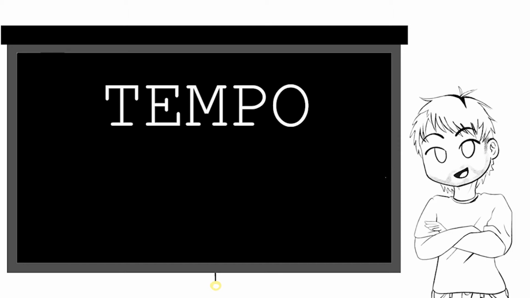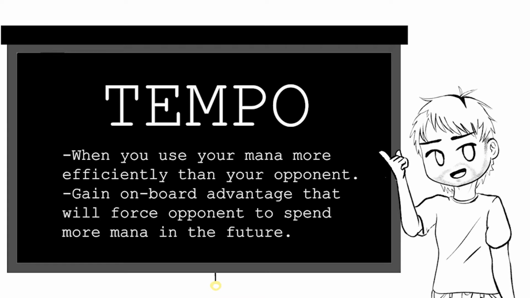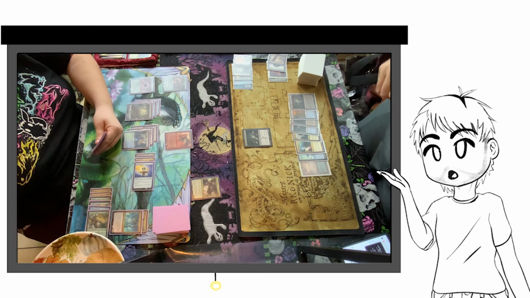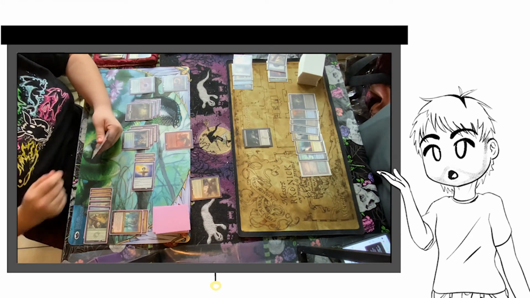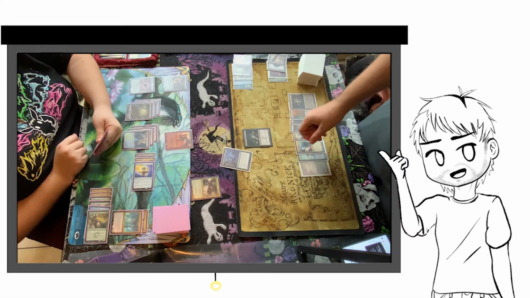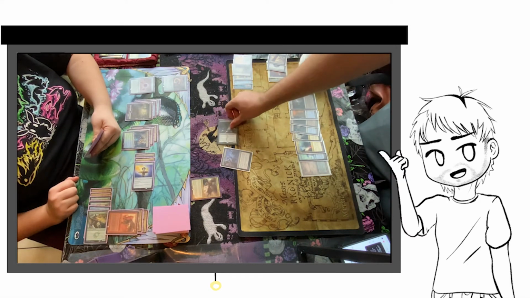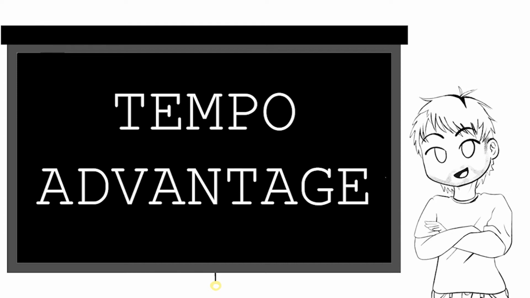tempo. Now, I'm not going to dive too deep into what tempo is, but to summarize briefly, tempo is when you use your mana more efficiently than your opponent, or gain some form of on-board advantage that will force your opponent to spend more mana in the future. As you can see here, my opponent has a creature on board, and I also have a creature on board. By using my removal spell on their creature, even though that creature isn't really that threatening, I'm able to get in for more damage and speed up the game, thus gaining a tempo advantage.